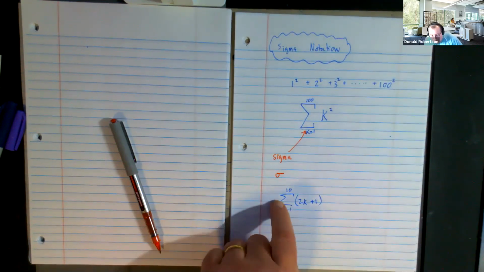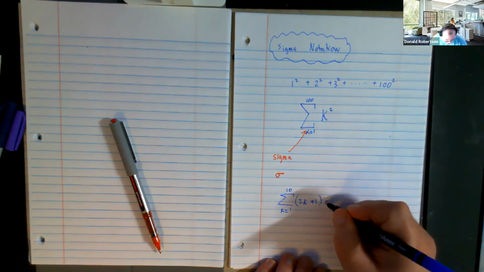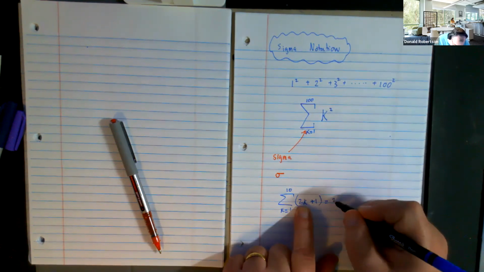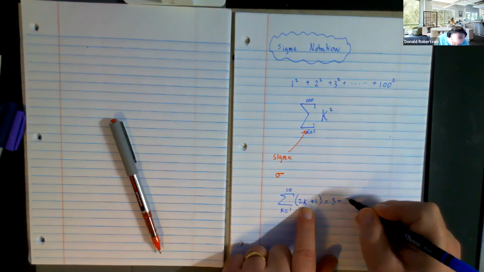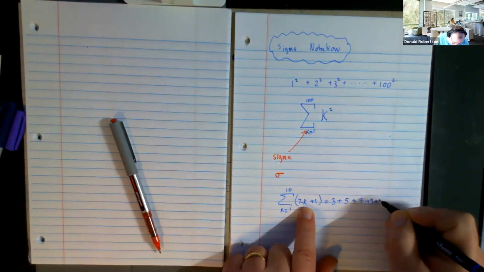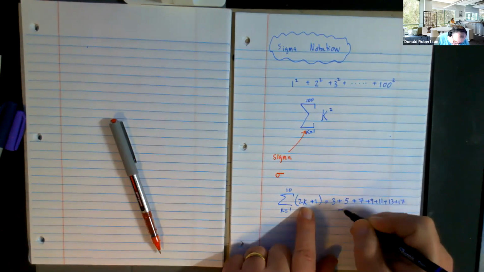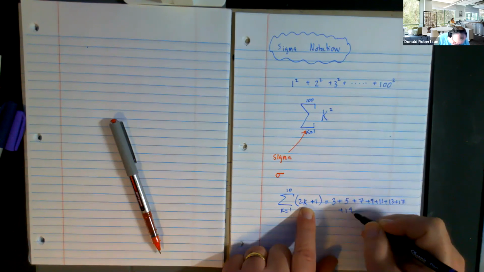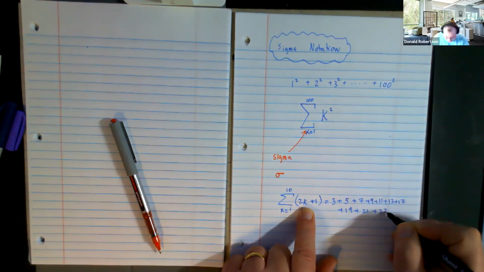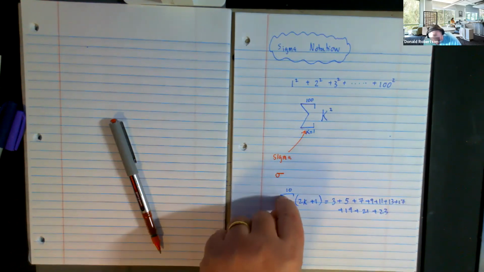For instance, if I gave you that in sigma notation and I said, what would that look like if you wrote it down in full? Well, wouldn't you plug 1 in and you'd get 3, then you plug k2, then k is 3, then k is 4, 5, 6, 7, 8, 9, 10. Isn't that much better than that?